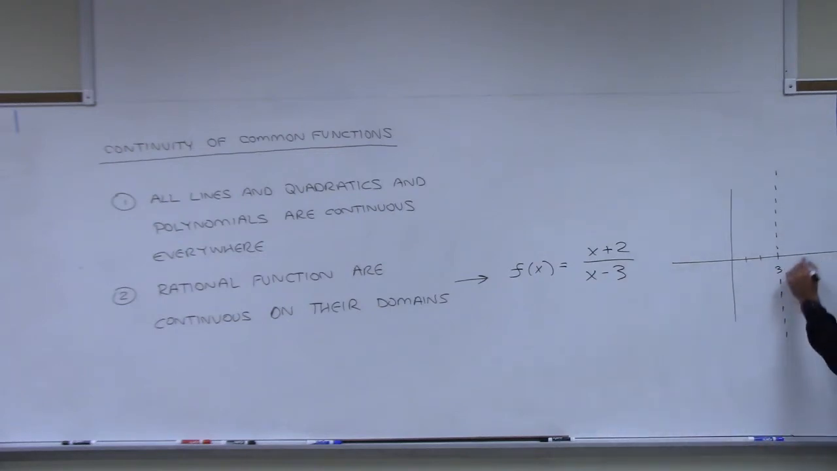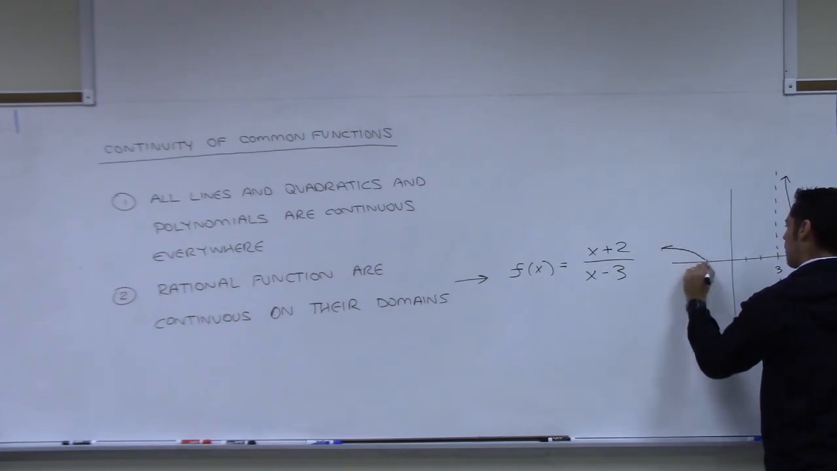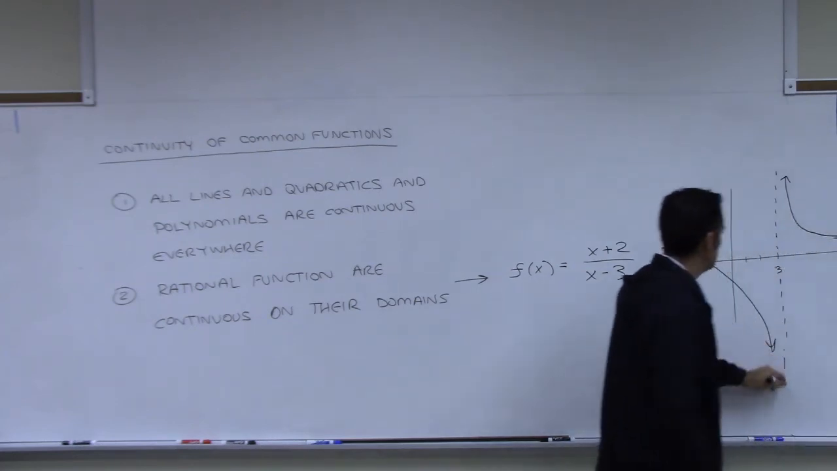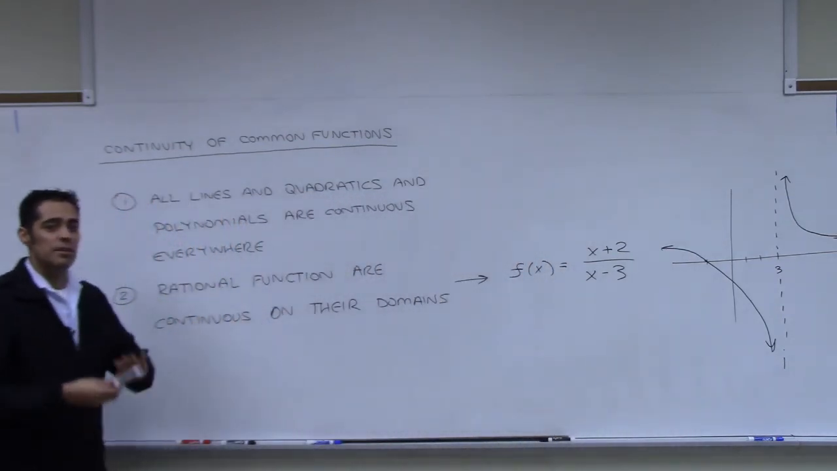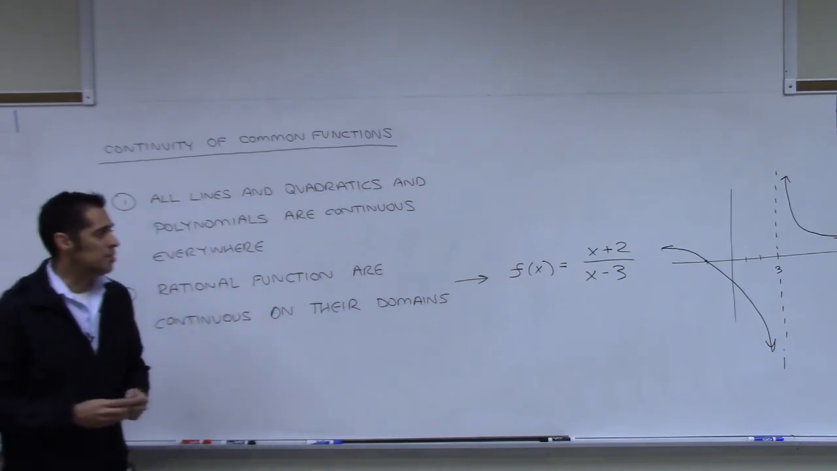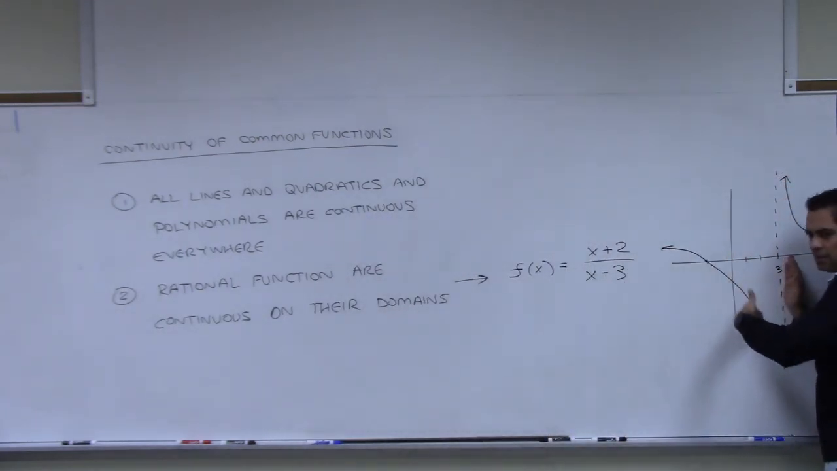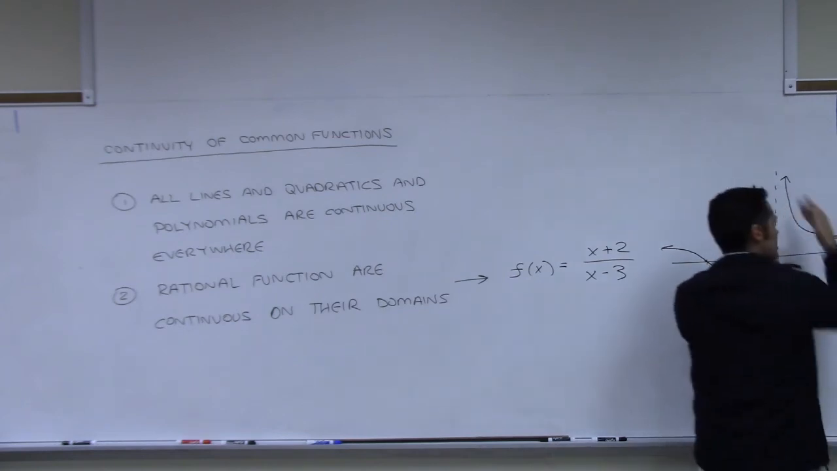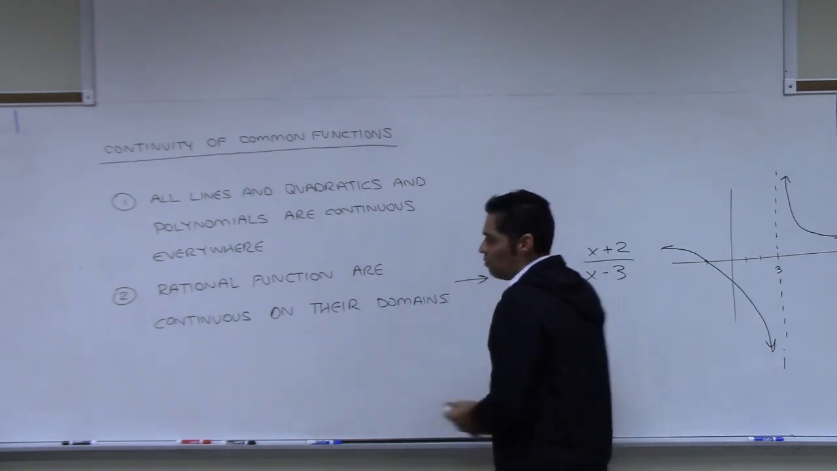However, the graph would look like this. It would go like this. And on this side at -2, it would go like this. That's what this graph looks like, okay? This is saying that all rational functions are continuous everywhere except where they might be undefined. So if I'm looking at this here, it's undefined at 3. But if I look over here, this is nice and continuous. And if I look over here, this is nice and continuous. Make sense? All right, that's all we need.